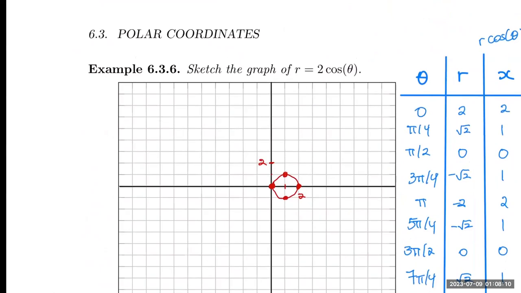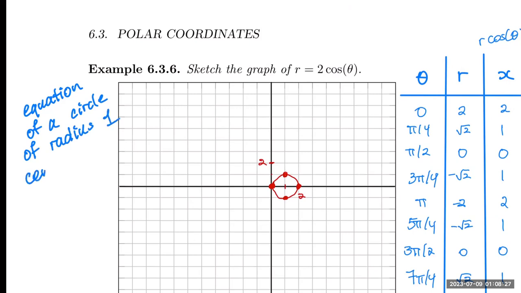So this is the equation of a circle of radius 1 centered at the origin. Sorry, not the origin, centered at 1, 0.